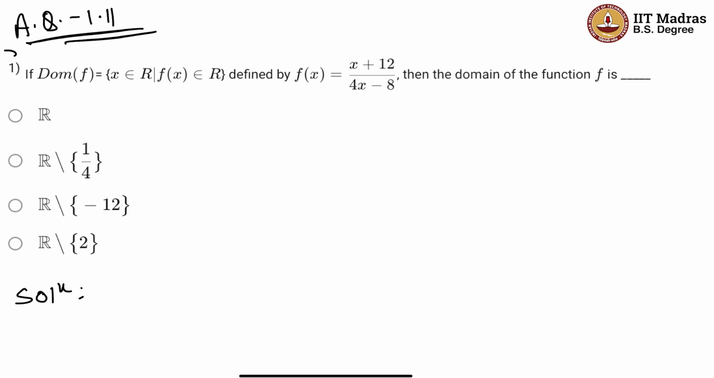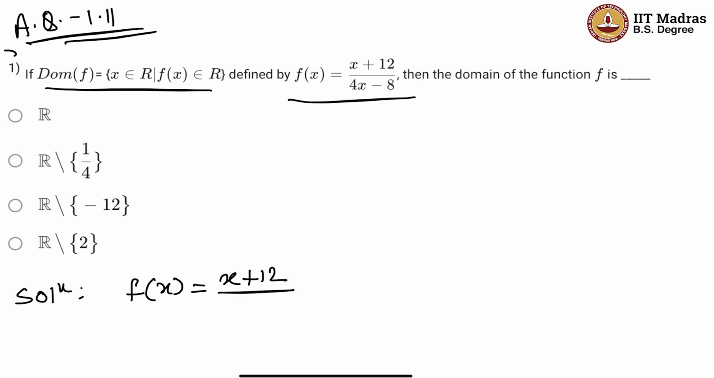Let's now solve activity questions 1.11, question number 1. What is given in the question? We have the definition of a domain. Now we have a function f(x) equals (x + 12) / (4x - 8), right? Now we have to determine what is the domain of the function f.